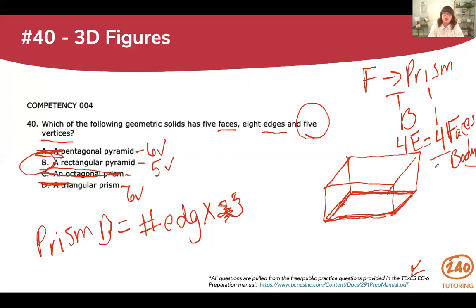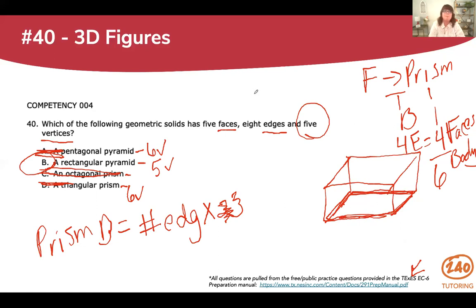So a triangular prism has 6 faces. That's easier than sitting there going 1, 2, 3, 4, 5, and trying to remember which ones you counted. It's very difficult to count with just a drawn figure. So that is a great way to remember how to count faces.